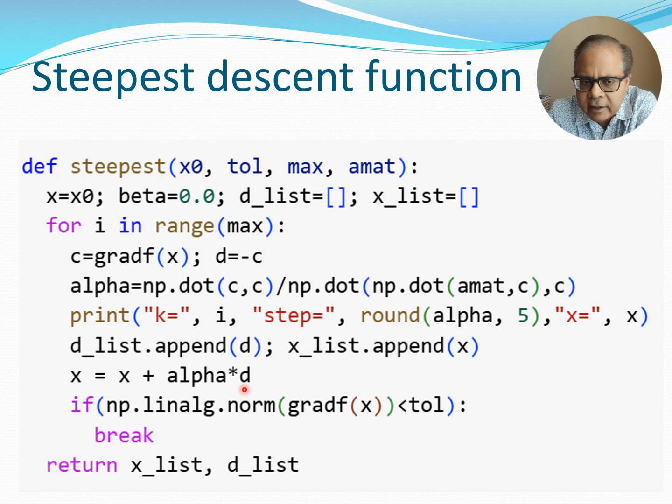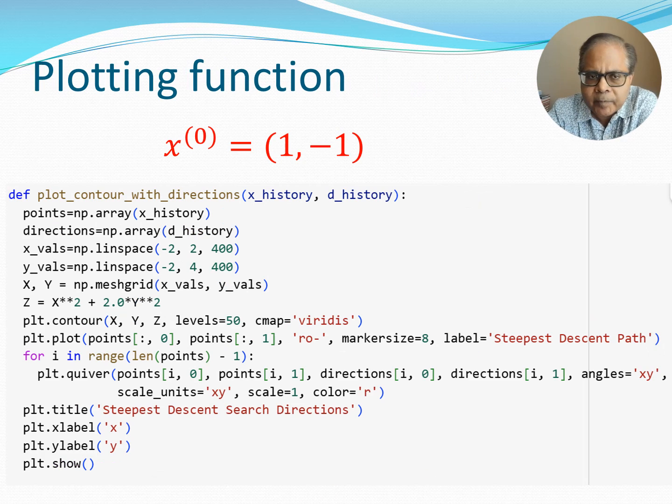And of course then I keep changing the x vector each time based on whatever alpha and d I have calculated, and I keep going through this for loop until I converge. And convergence is given by the fact that the norm of the gradient vector has become lower than tolerance. Remember, tolerance I am giving as 0.001. That's a small number. And finally I return the x list, which is going to contain all the x points here, and then I'm also going to return the d list, which is the list of all the search directions. Let us define a function for plotting.